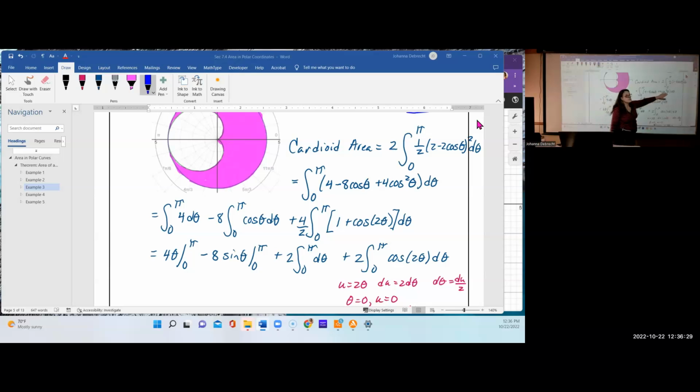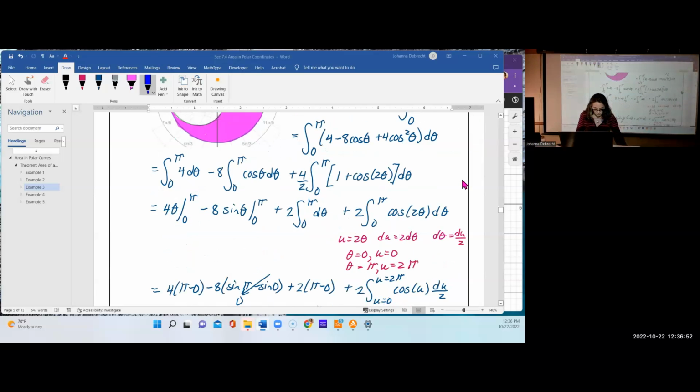The last one is the cosine squared. So I have the 4 from here, and then I converted the formula with 1/2 times 1 plus cosine of double the angle, which becomes 2 theta. 4 over 2 reduces to 2. I split this into 2 integrals. So you have the integral of 2 d theta, which is going to give me 2 theta. And so that is going to give me a value of 2 pi when I'm done with it.